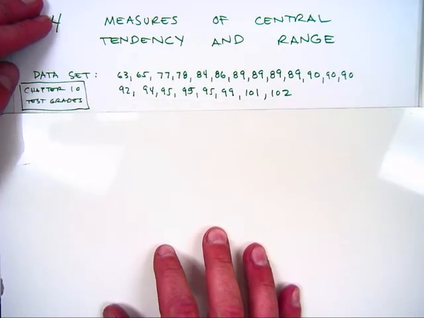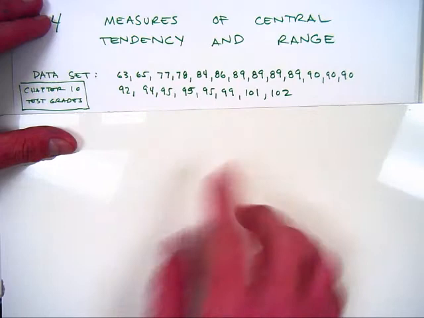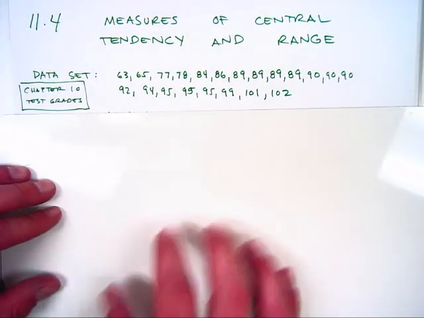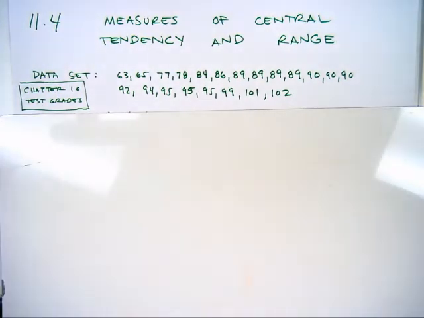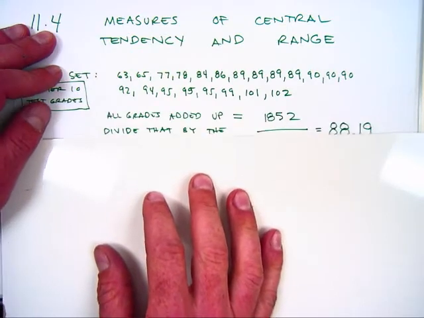So let's look at this data set. This is your Chapter 10 test grades. These are all the different scores. I sorted them in order using my calculator, my TI-84, because it's much easier to find the median that way. If you don't have a calculator, you have to put the numbers in order to find the median. You don't have to put the numbers in order to find the mean, though.